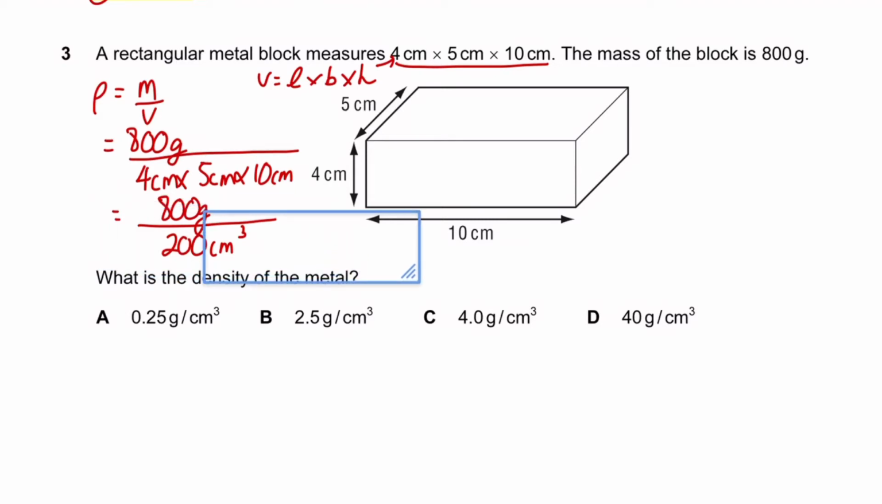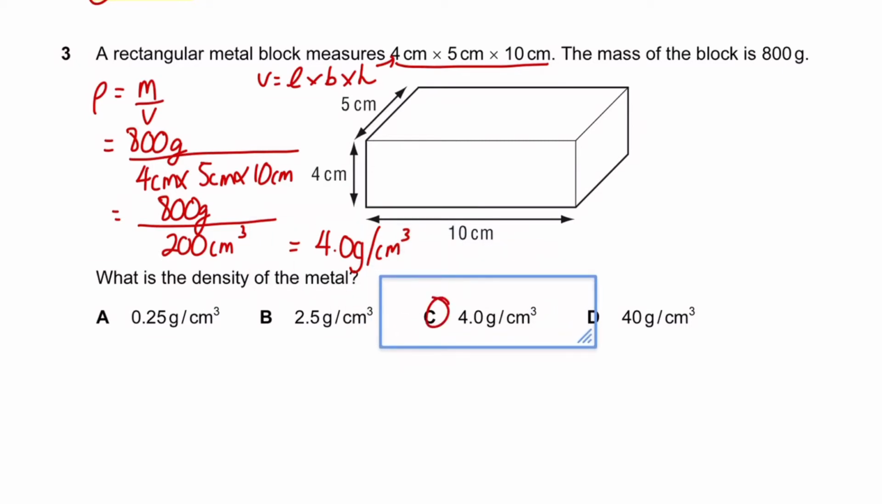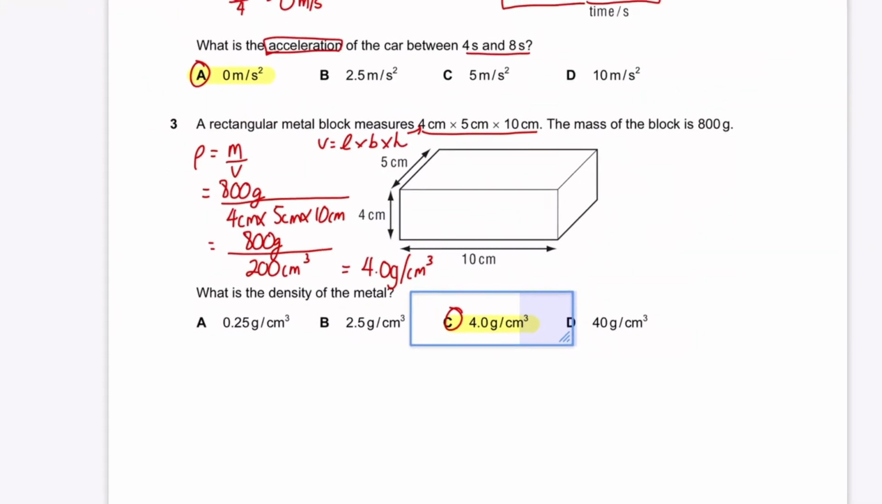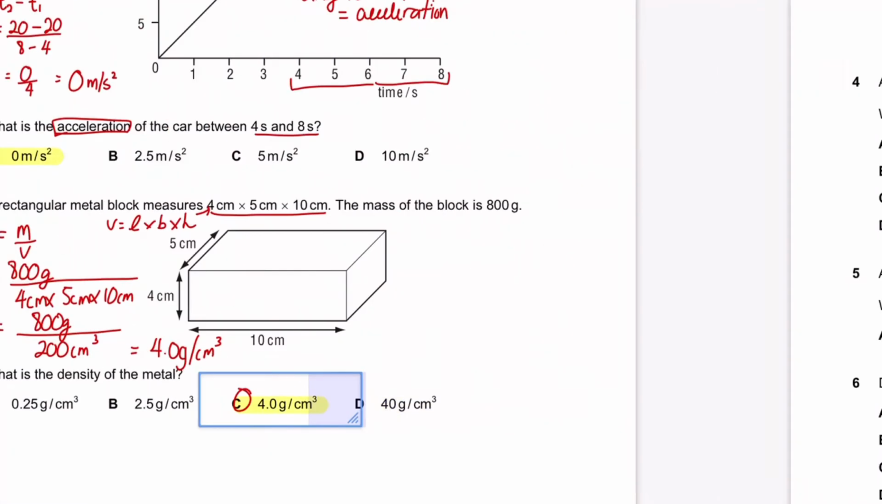800 grams divided by 200 centimeter cube, that'll give you 4.0 grams per centimeter cube. So the answer is C, 4.0 grams per centimeter cube. Okay, moving on to the next page, on to question 4.